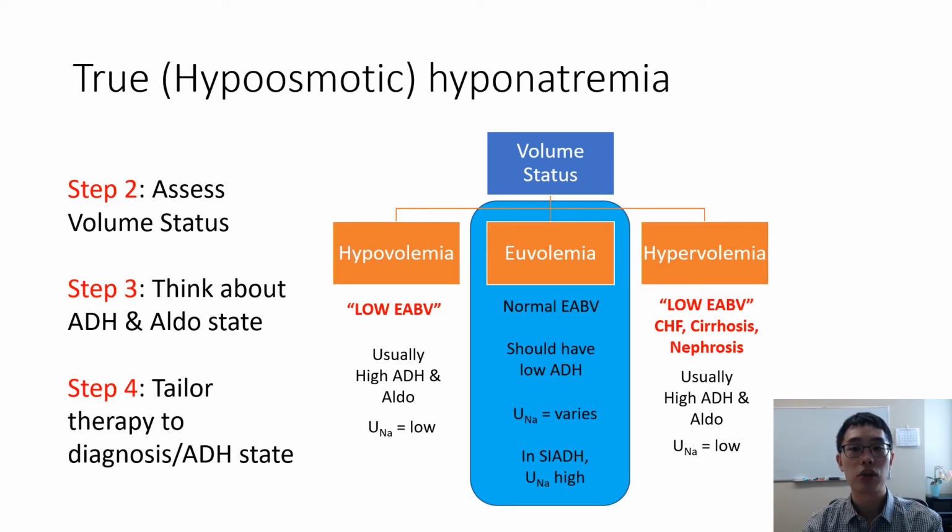In this case, urine sodium will usually vary depending on how much sodium is being consumed. If the ADH state is high when the patient is euvolemic, then there is likely something causing excess secretion of this hormone, otherwise called syndrome of inappropriate ADH secretion, aka SIADH. So why do we expect the urine sodium level to be here?